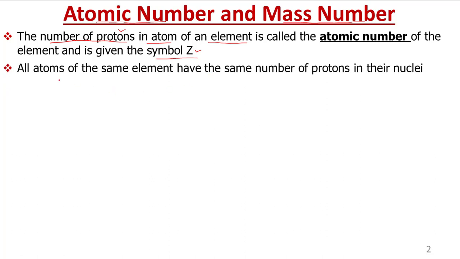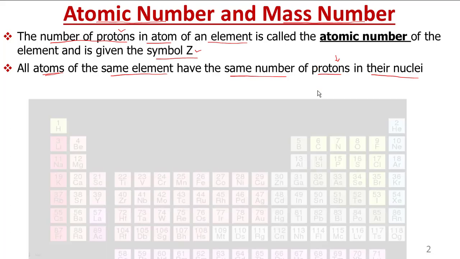And all the atoms, this is a very important point, all the atoms of the same element, they have the same number of protons in their nuclei. If we change the number of protons, then the element changes. No two elements can have the same atomic number. So all the atoms of the same element, they have the same number of protons.